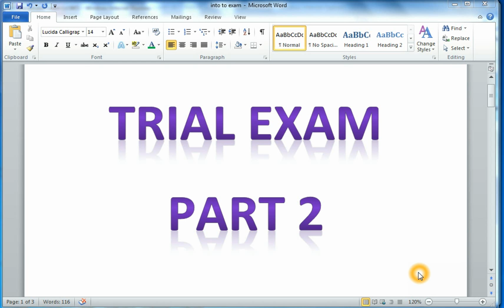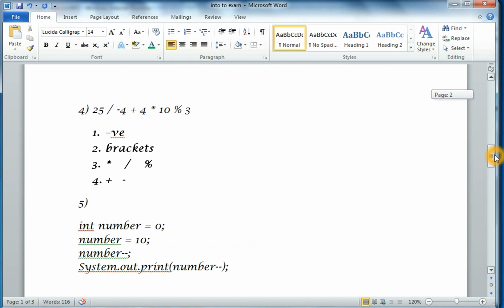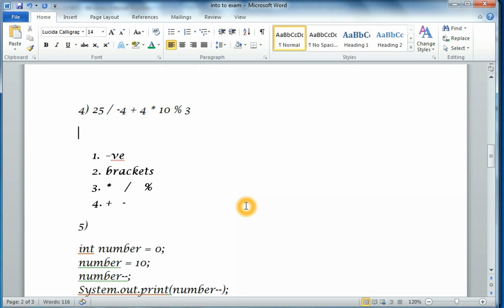Welcome to trial exam part 2. We are up to question 4, and that's this question. Here we have to evaluate what this expression results in.